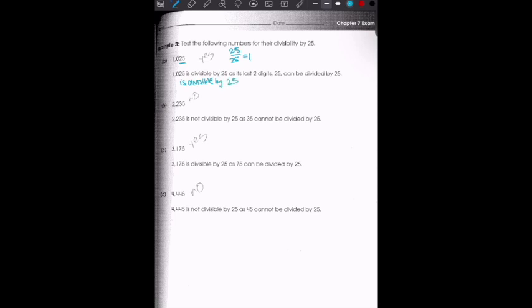Now if we look at 2235, the last two digits are 35. And 35 is not divisible by 25, which tells us that the number 2235 is not divisible by 25. For 3175, the last two digits, 75, is divisible by 25, and so the number is divisible by 25. For 4445, the last two digits, 45, is not divisible by 25, so the number 4445 is not divisible by 25.